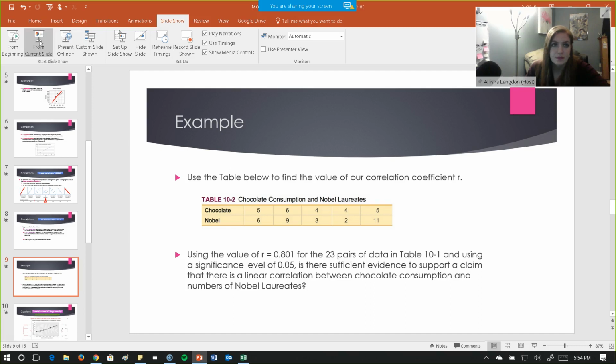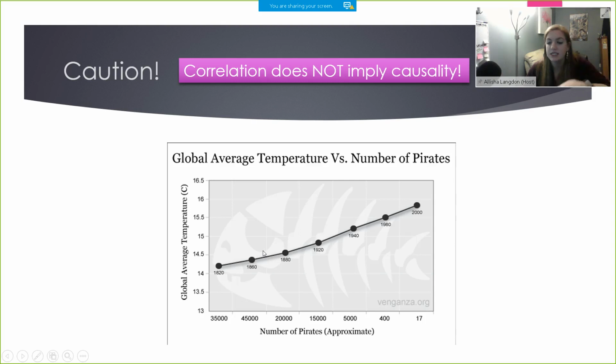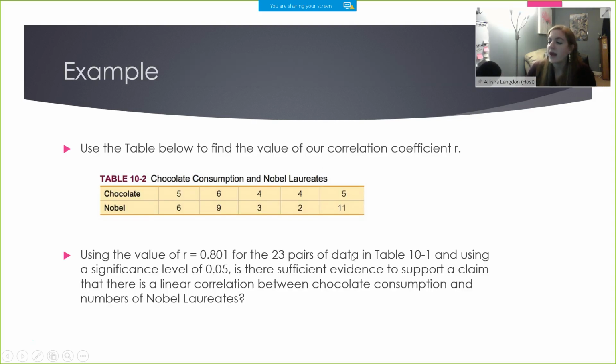Now, let's pretend that we had more information than just this small little table, because I didn't want to type it all in. It's really me being lazy. But let's just pretend I added a bunch more information. Let's pretend I upped it to 23 pairs of data. And I did that correlation coefficient again, and then I got R equals 0.801 for 23 pairs of data, rather than just my 5 pairs I calculated before.